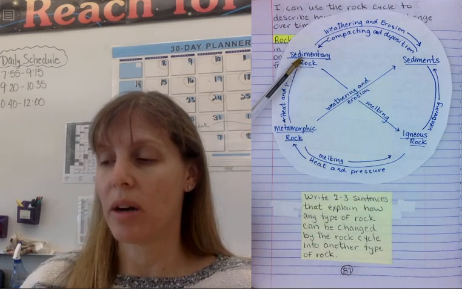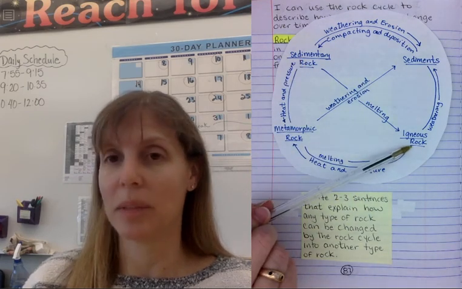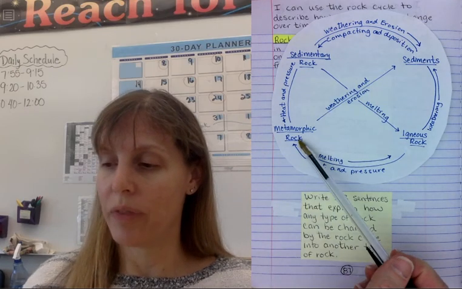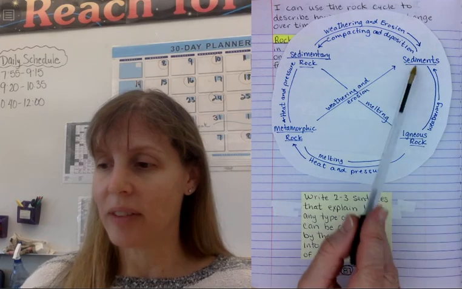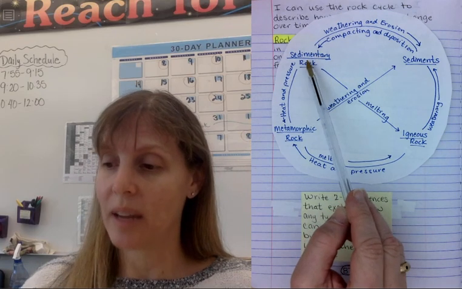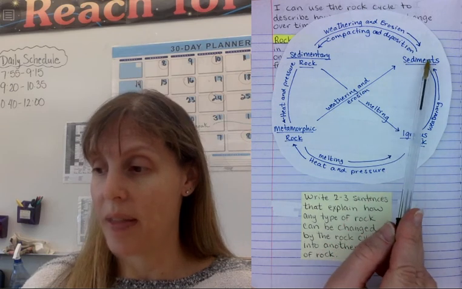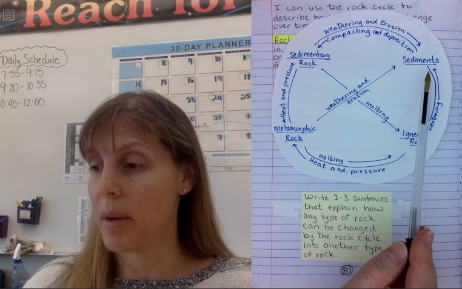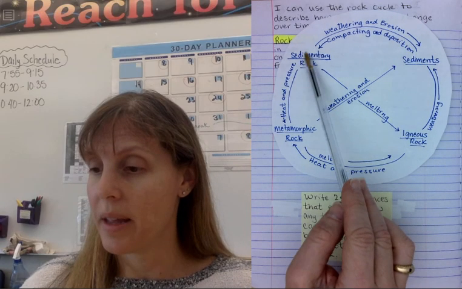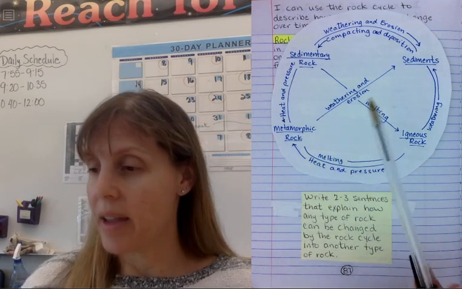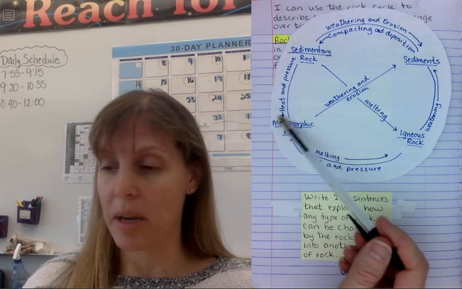So a sedimentary rock, if it melts, it becomes an igneous rock. If a metamorphic rock weathers and erodes, it becomes sediments. And if sediments compact and deposit and get cemented together, they become sedimentary rocks. And if sedimentary rocks weather and erode, they become sediments. And then sediments can become sedimentary rock. They can also end up becoming metamorphic rock.